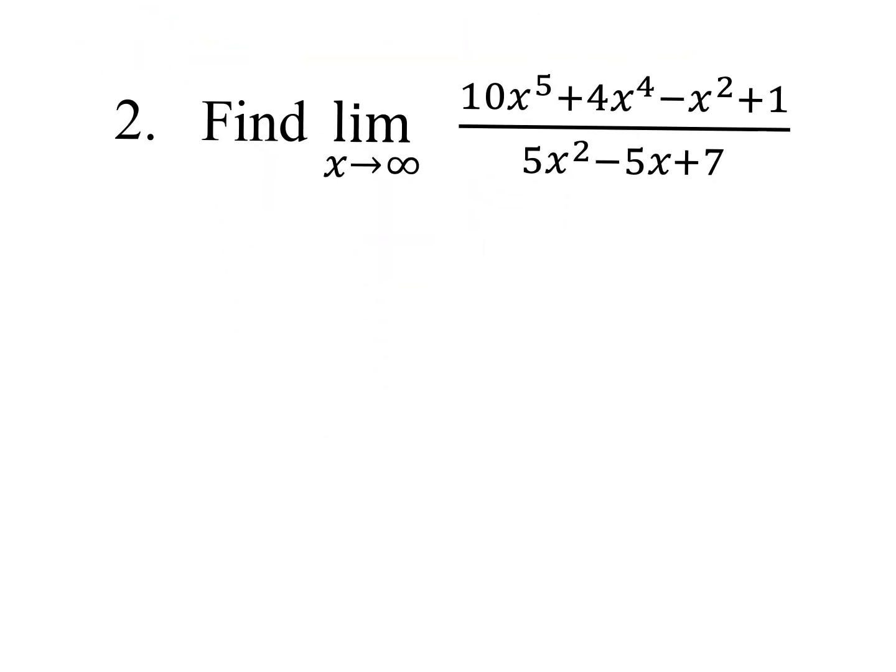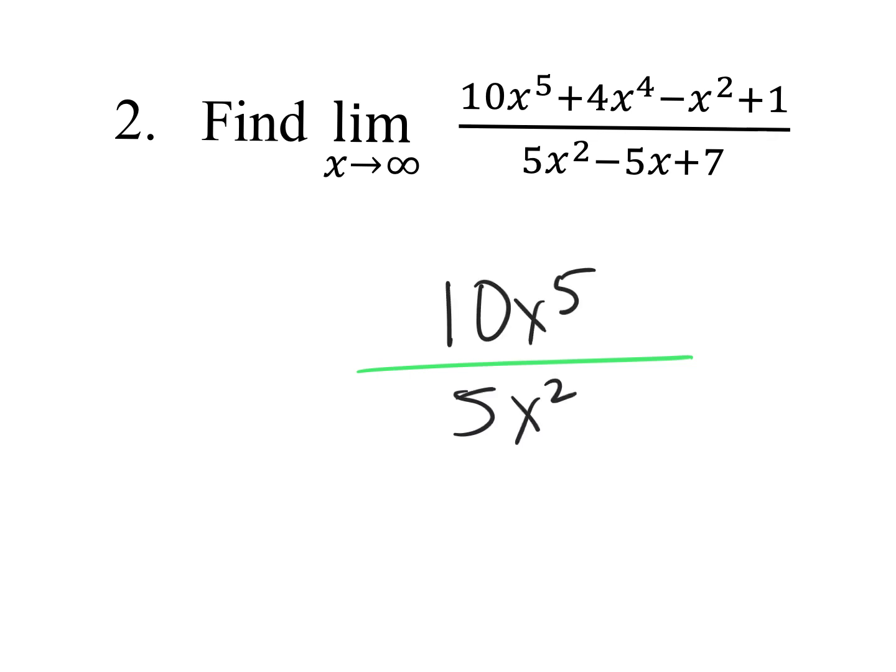Sorry. Biggest exponent on the bottom, I agree, was 5x squared. So I'm going to write a 5x squared on the bottom. What about on the top? Yeah. And we're looking as x approaches infinity. Huh. Here's why.